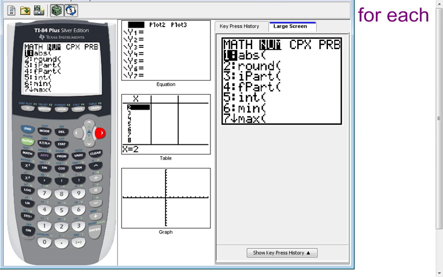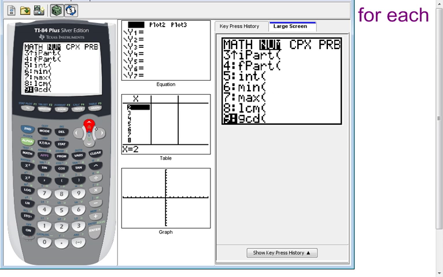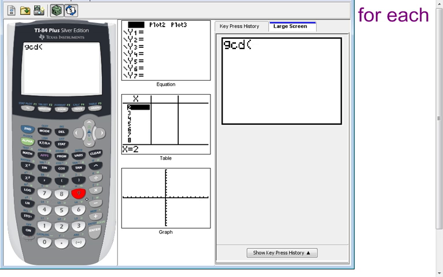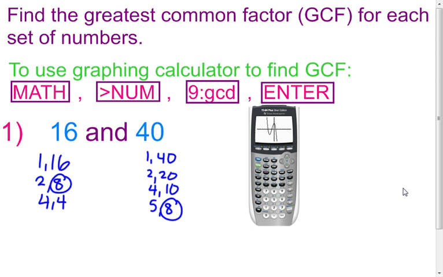And then you want to scroll. I'm going to actually hit number 9, but you can also scroll down if you want to see number 9 is GCD, which is greatest common divisor. Instead of GCF, the calculator calls it GCD. So I'm going to hit number 9. Then I'm going to put my two numbers in, 16, and then a comma, which is right above the number 7, and then 40. Close my parentheses and hit enter, and you can see that you get 8 also. So your calculator works great when you're dealing with just two numbers at a time.